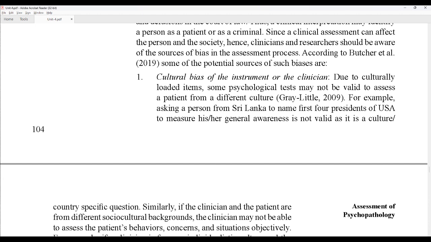For example, asking a person from Sri Lanka to name the first 4 presidents of USA to measure his/her general awareness is not valid as it is a culture/country specific question. Similarly, if the clinician and the patient are from different socio-cultural backgrounds, the clinician may not be able to assess the patient's behaviors, concerns, and situations objectively.